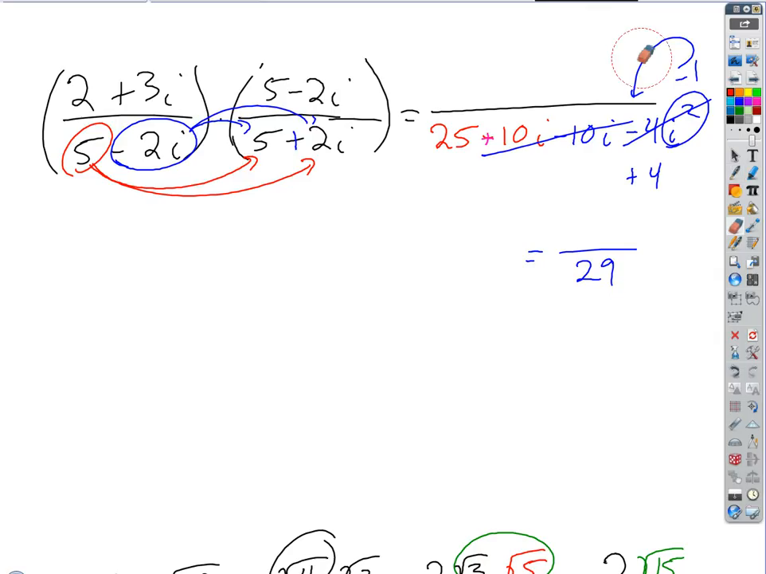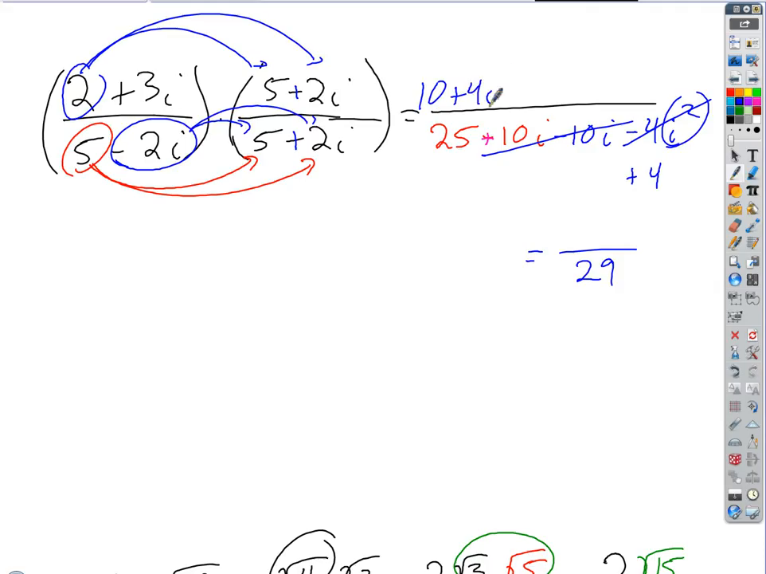Okay, what about the top? We have to do the same thing to the top. But that's okay. On the top, we can have i's, can't we? It's just that we can't have them on the bottom. So if I do the distribution on the top, 2 times 5 is 10. 2 times 2i is 4i. Positive 3i, well, let's do that. Positive 3i times 5 is what?